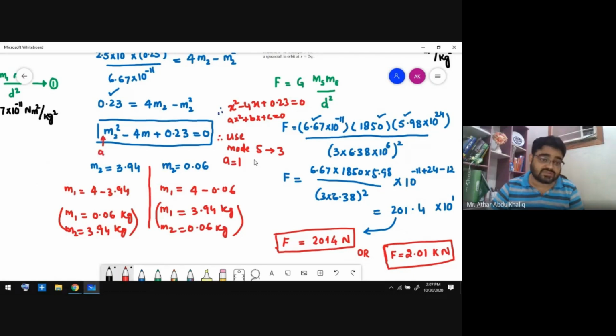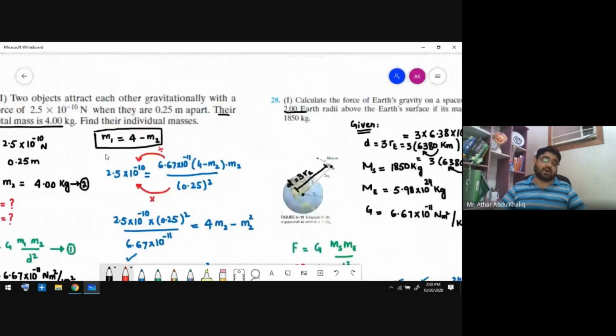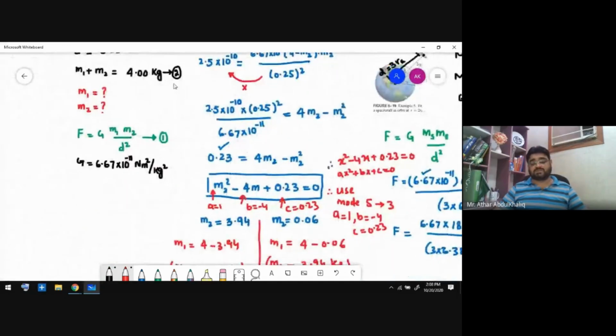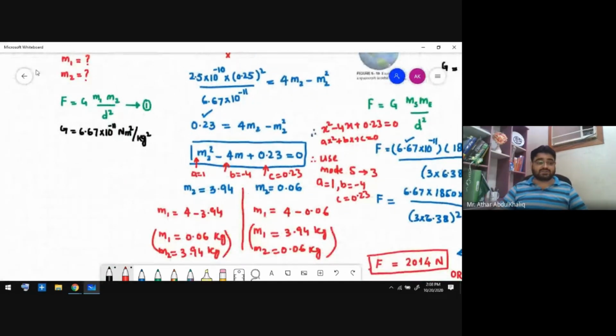Put A equal to 1, because the coefficient of M2 squared is 1. B is equal to negative 4, and C is equal to 0.23. When you do this, you will get the answer for m2. So this m2 you will substitute one by one in the first equation that we derived here, or if you want to use this one, it is the same thing. So you will find both masses. So this was all about our discussion.